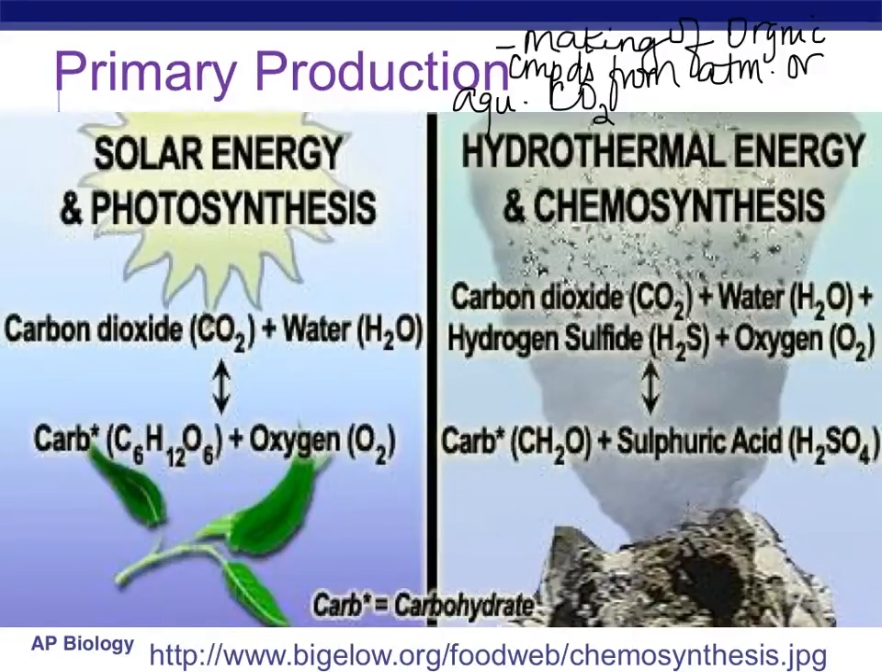So we're going to take just carbon dioxide, either from the atmosphere or from the water, and we're going to use that to produce or to synthesize organic compounds, organic molecules, biomolecules, macromolecules. They have tons of different names, and you'll get used to them very quickly. So primary production can happen through two processes, either photosynthesis, which is going to utilize solar energy, or chemosynthesis, which is going to utilize hydrothermal energy.